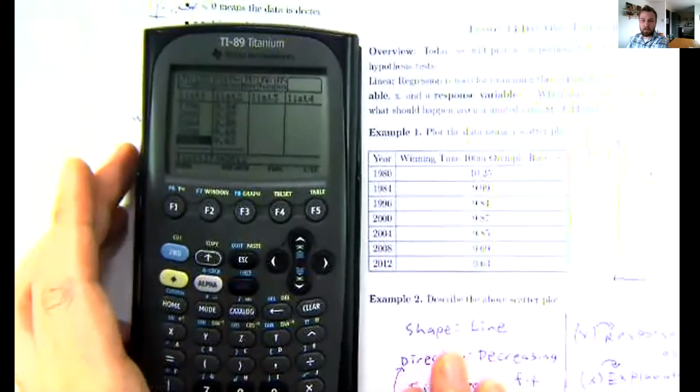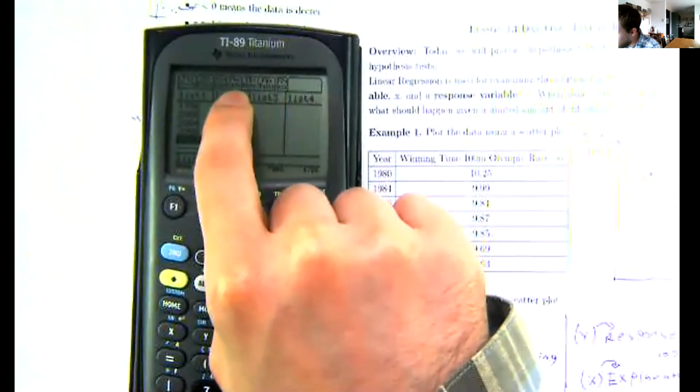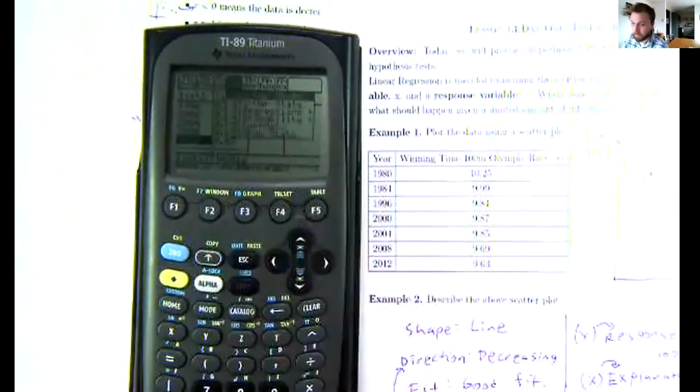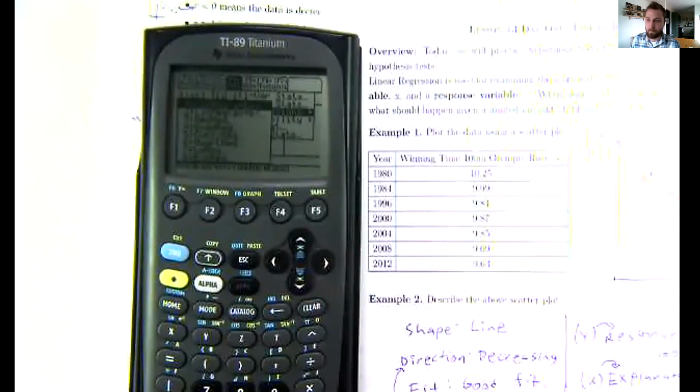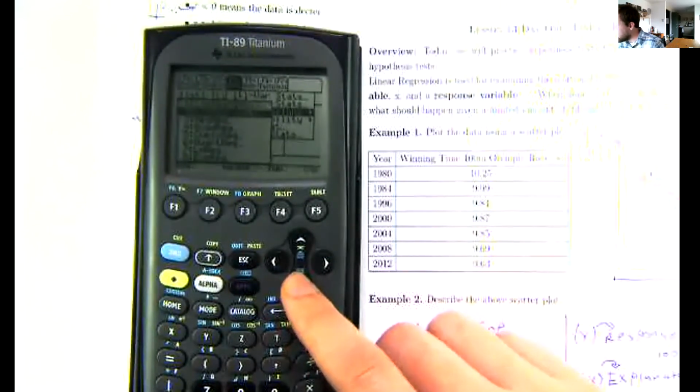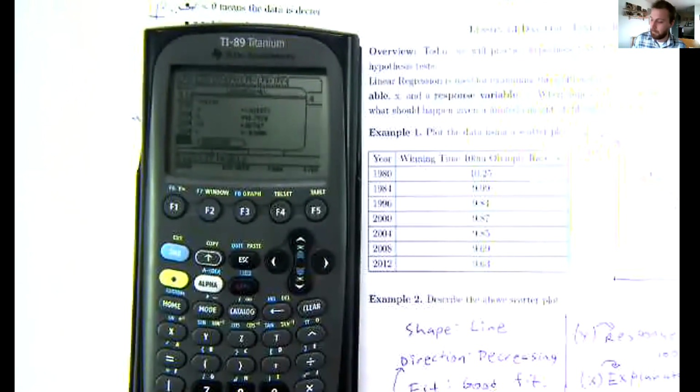And after I look at the years and the winning times, next thing I'm going to do is I'm going to go up to F4 for calculate. So I hit F4 for calculate. And now I'm going to choose the option for regression. And either one of the first two options is fine. I'm going to choose linear regression, and I'm going to hit enter.